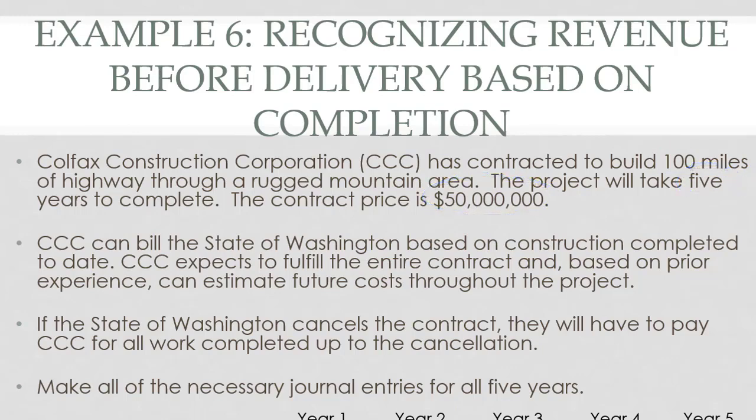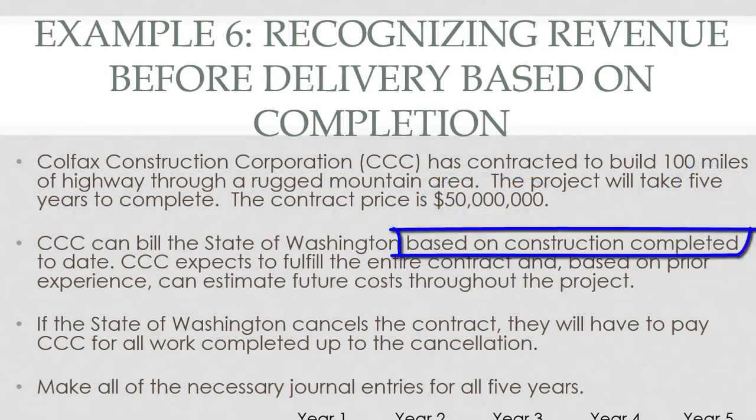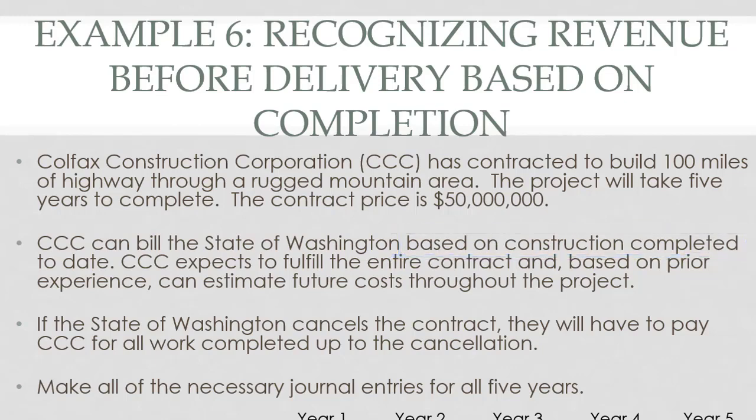They can bill the state of Washington based on construction they've completed up to any given day, and they expect to fulfill the whole contract, and they can estimate what their future costs are because they've done this quite often. If the state of Washington cancels the contract, CCC will still get paid based on what they have completed up to cancellation. We want to do all the necessary journal entries for the 5 years. So this is your chance to do a million different journal entries.